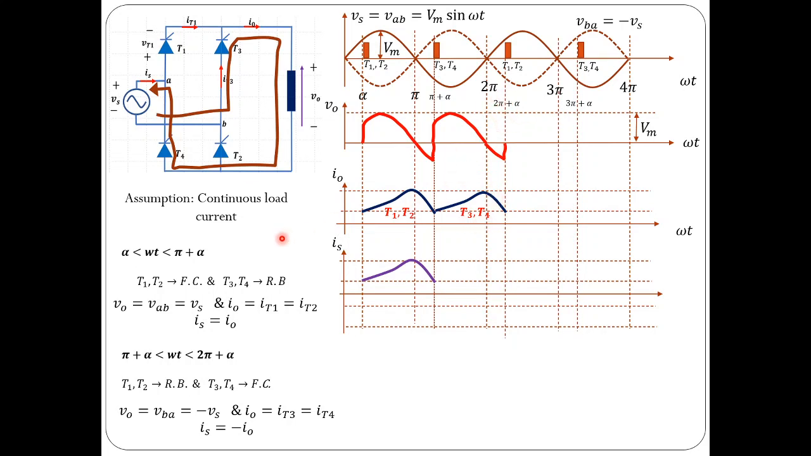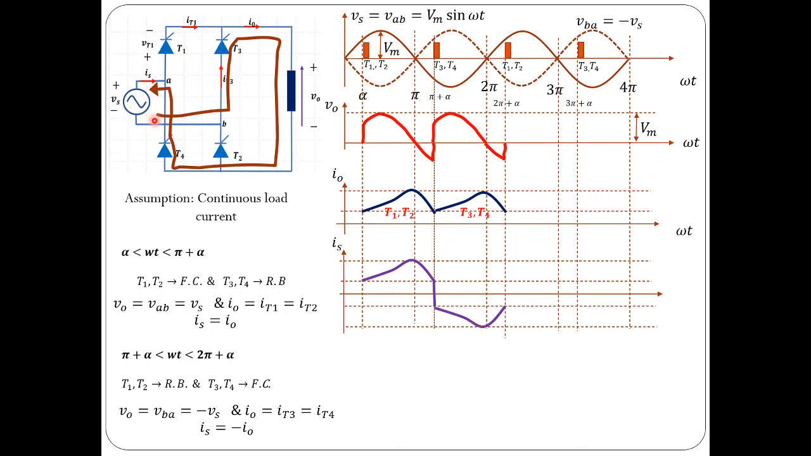And during this period, T3 and T4 are conducting. So the thyristor 3 and 4 currents are the same as the load current. And during this period, if you apply KCL, you can see that the source current is minus half the load current. So load current is always positive. We know that thyristors are unidirectional switches, so current must be this way only. So load current is always in agreement with this conventional direction. So current is always positive this way.